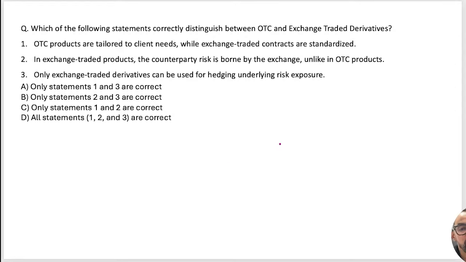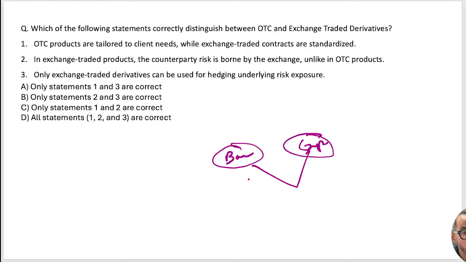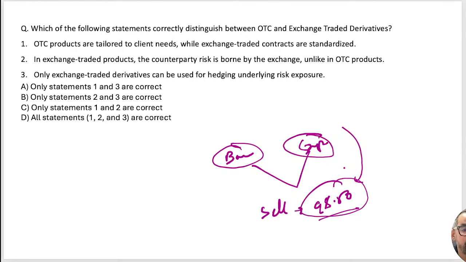Let's say there is an agreement between a bank and some exporters, where they are agreeing to buy or sell. Let's say the bank is agreeing to sell USD at 98.50 after 3 months, and the exporter is agreeing to buy. But at that time, let's say USD went to 110, so there is a loss for the exporter and they back out or default on buying at this particular rate. When this party is defaulting, that is your counterparty risk.